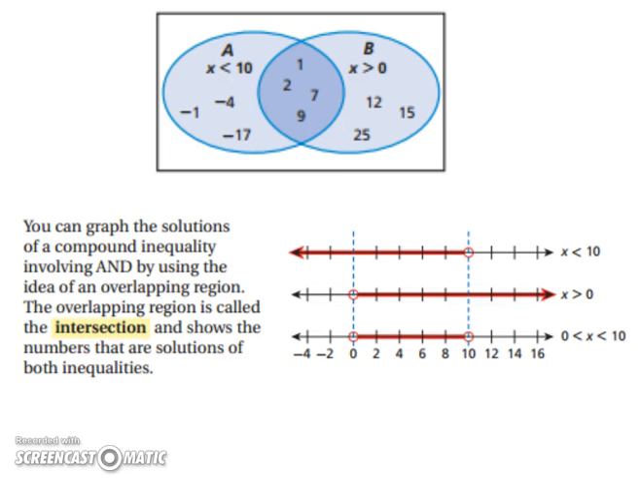You can graph the solutions of a compound inequality involving AND by using the idea of an overlapping region. The overlapping region is called the intersection and shows the numbers that are solutions of both inequalities. So, x is less than 10. Well, those are all the values. X is less than 10. X has to be greater than 0. This graph shows all the values are greater than 0. So if you combine the two, x is less than 10 and x is greater than 0, you end up with an overlapping region. And that overlapping region is what you're looking for.